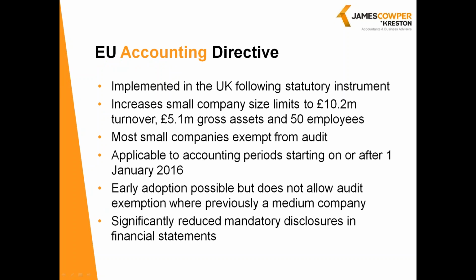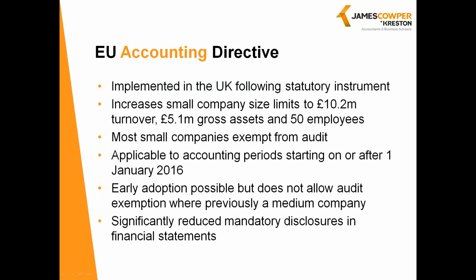So the EU Accounting Directive then. All of the changes really start with this. This was implemented in the UK fairly recently, and it does a number of things. Firstly, and this might be good for a number of people listening, it increases the small company size limits. They've been static for a number of years. Previously, 6.5 million turnover has increased to 10.2 million. The gross asset limit has also increased. The employee number has stayed the same.